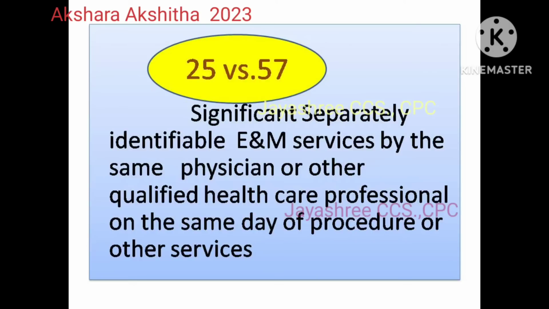If it is a minor procedure, then the 25 modifier goes to the E&M services, followed by the surgery code. If it is a major procedure, then we need to append the 57 modifier to the E&M services, followed by the surgery code. Okay, so this is the difference: 25 means minor and 57 means major procedures. In the first video itself I explained about global periods, like 0 days, 10 days, 90 days global periods. Based on this global period only, we will append these two modifiers.